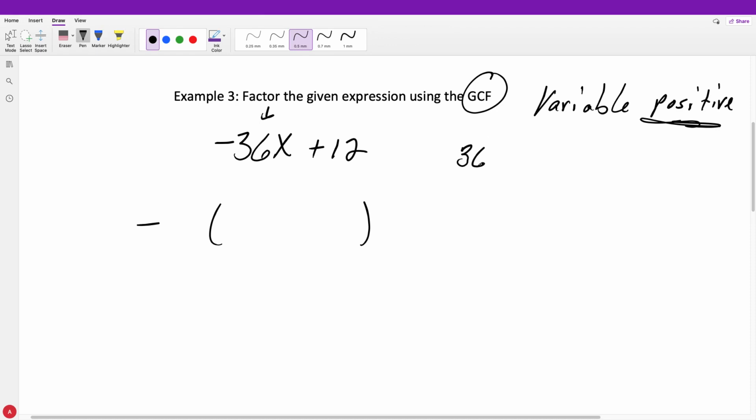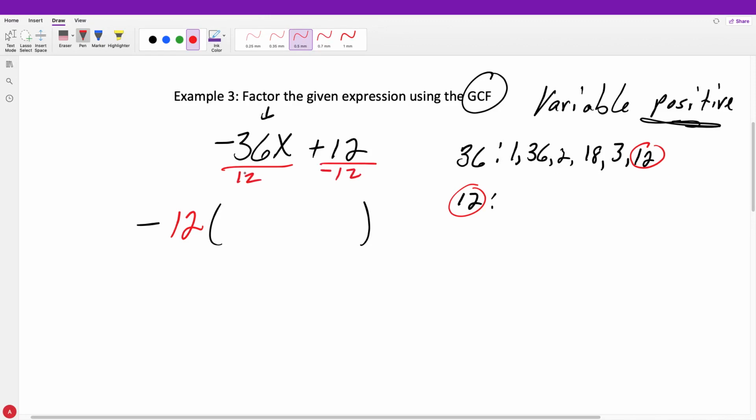So 36 and 12, well, for these, 1, 36, we have 2, we have 18, we have 3, and we have 12. I'm going to stop there because I see it's 12. And my other number is 12, so that means it's got to be our largest number. So I know I can factor out then a negative 12. When I divide each of these by negative 12 now, not positive 12, by negative 12, a negative divided by negative gives me positive. 36 divided by 12 is 3, so it's positive 3x. And here we have a positive divided by negative is a negative, and 12 divided by 12 is 1. So this is 3x minus 1.